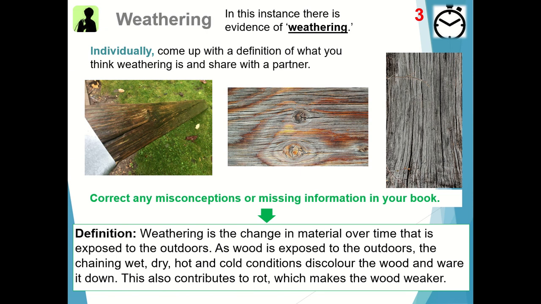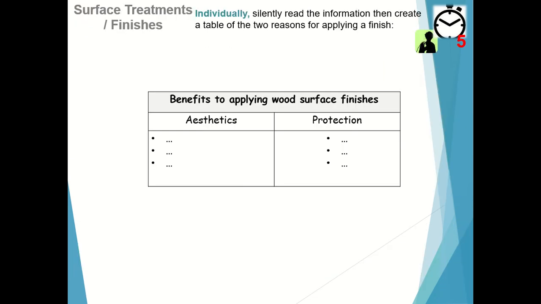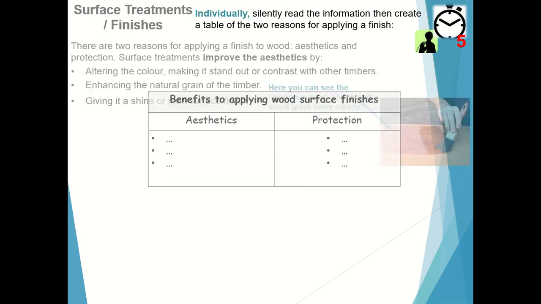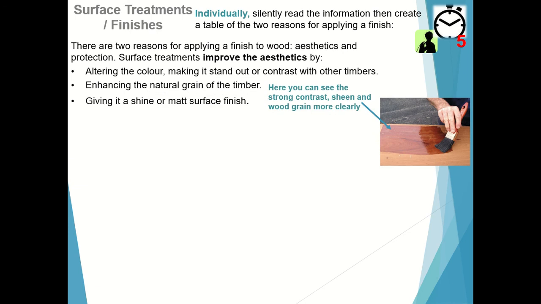Okay, the final thing you're going to make notes on today is about why we apply surface treatments and finishes, and you're going to do this in a table that will look something like that. Now, you don't know how many points you're going to make, so please don't actually put a bottom of the box. Allow yourself plenty of space to write. So you're going to reduce the information on this page down to as few points as possible, which are: there are two reasons for applying a finish to wood: aesthetics and protection.